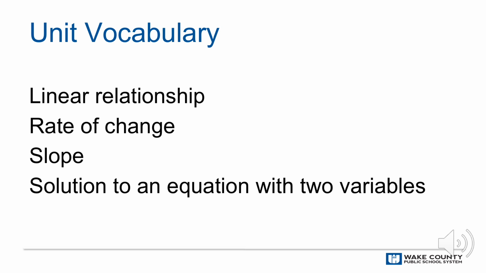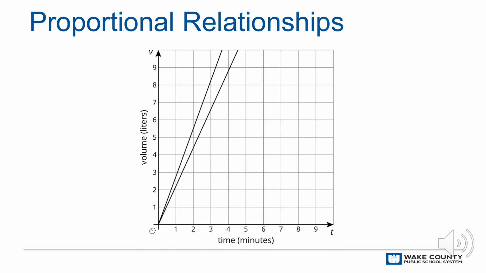Here are the essential vocabulary words that will be introduced throughout the unit: linear relationship, rate of change, slope, solution to an equation with two variables. Students will consider what it means to make a useful graph that represents a situation and use graphs, equations, tables, and descriptions to compare two different situations.